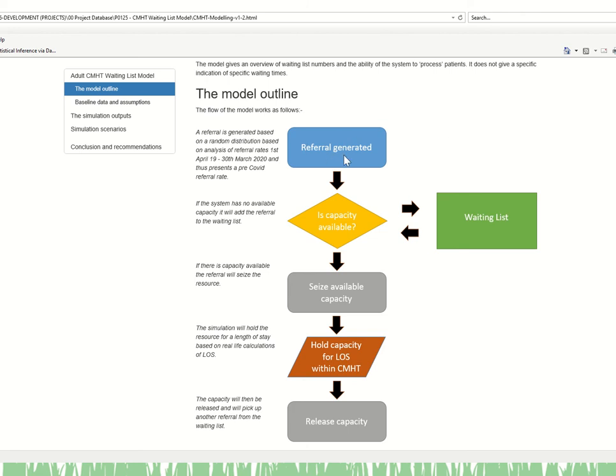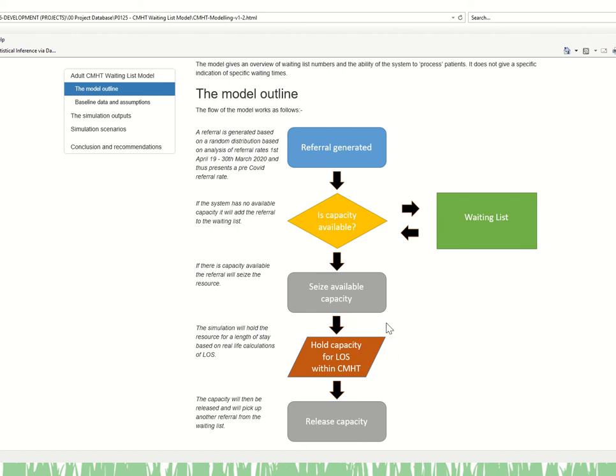It basically created a referral. Based on that referral, it then checked if there was any capacity available within the teams as a whole. If there was capacity available, it would seize that capacity. If it wasn't available, it would put that patient onto the waiting list. And then going down, if there was capacity available, they would hold that capacity for the length of time that somebody was within that team. And then once that treatment was over, they would release that capacity, which would then come back up here.